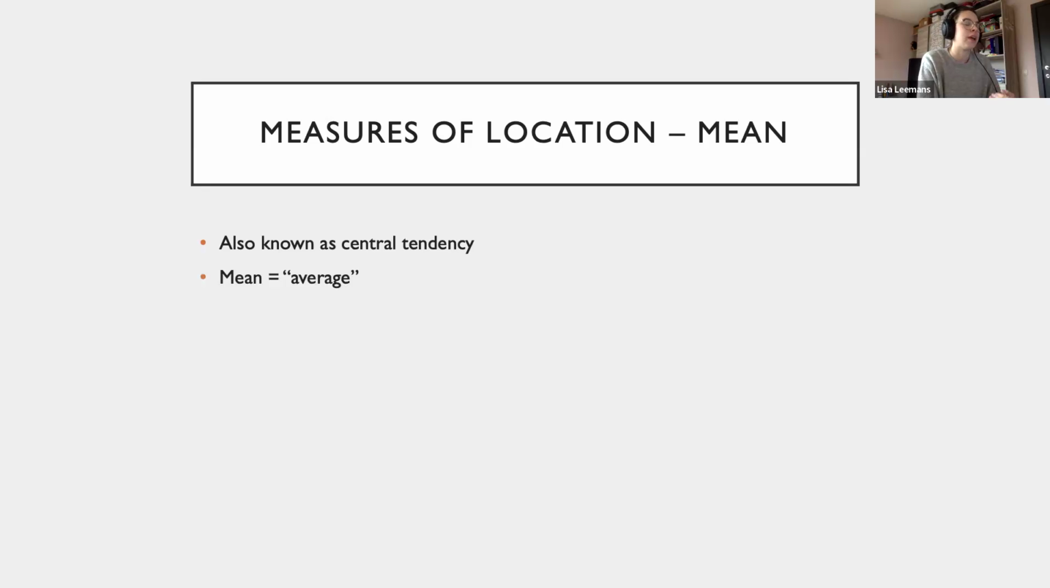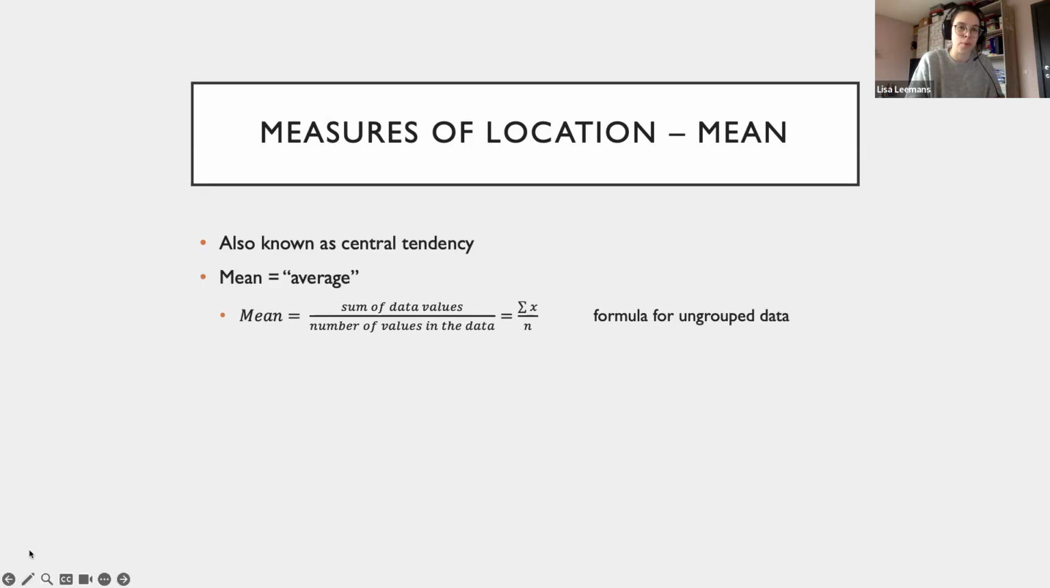But now we will talk about the mean. The mean is known as the average. Most of the time you will use this formula for ungrouped data, the type of data we had earlier. You sum or add all the data values up and then divide this by the number of values in your data set. This gives us the formula: the summation of x divided by n, with n the number of values in your data set.